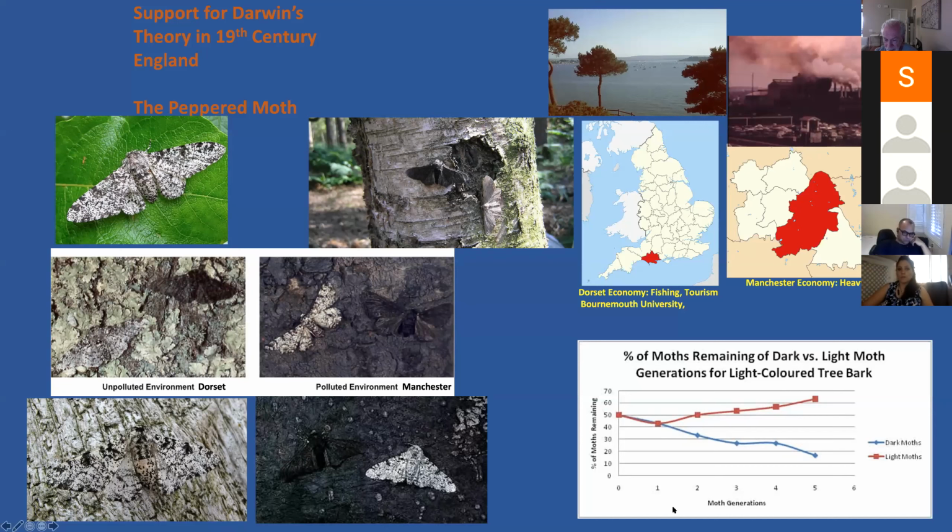But after 2, now the birds were starting to prey on the dark moths, because remember the trees were light colored, so the dark moths got eaten. And as generations went on, the light moths, again, were better camouflaged, and their population increased while the dark moths decreased. So you can see over just a few generations of moths, the effect of selection pressure.